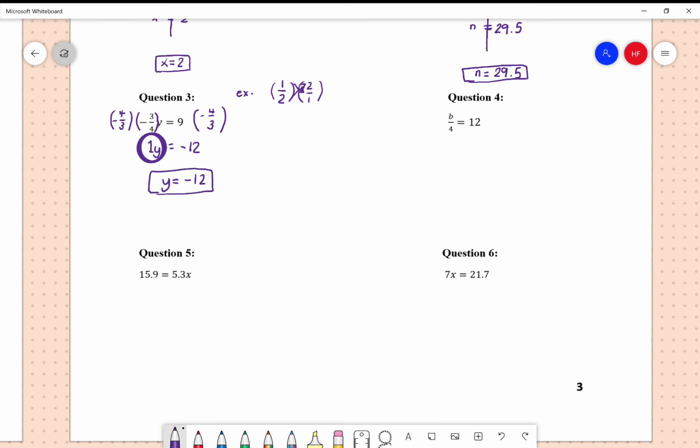Now in question 4, we have b over 4. It's the same thing as saying b divided by 4. It's the same exact thing. What's the opposite of division? Multiplication. So I'm going to take all of this b over 4 and multiply by 4. So I'm multiplying by 4 to get rid of that division. Got to do the same thing on the right. These two cancel. They give me 1b equals 48. Again, we don't write the 1 in the front, so b equals 48.